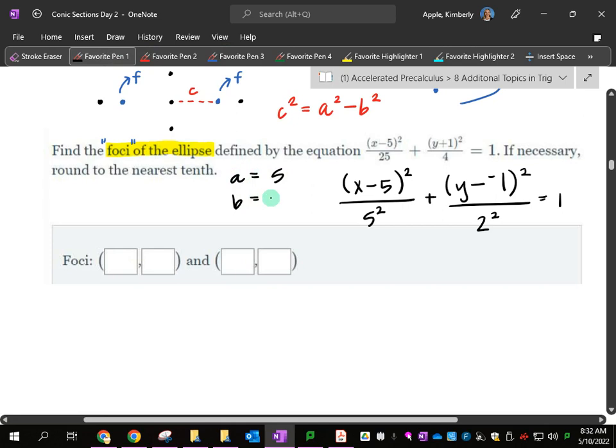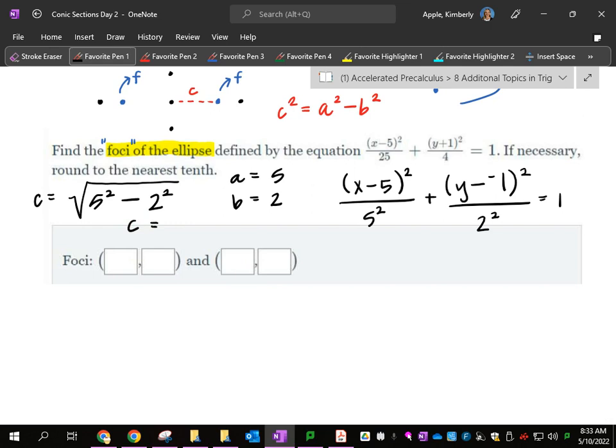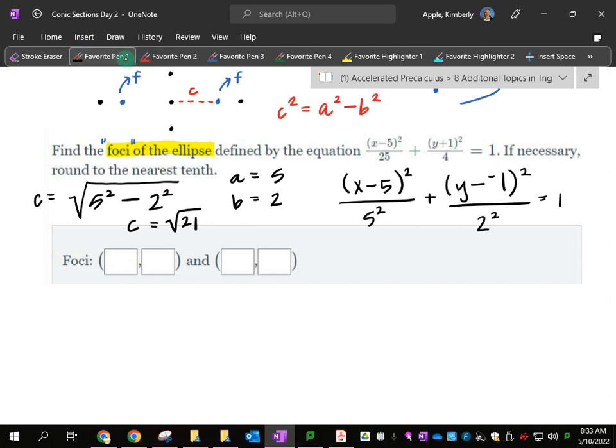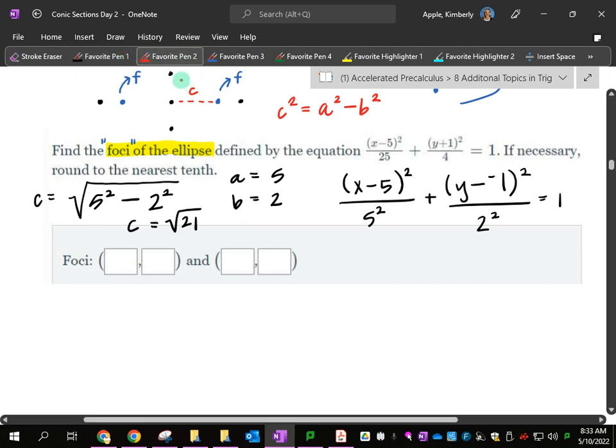5. What's B? 2. So C would be equal to the square root of A squared minus B squared. And when you're doing this, you're possibly going to get some irrational numbers. And that's cool. 5 squared minus 2 squared, that would be the square root of 21. So actually, this distance C is the square root of 21.